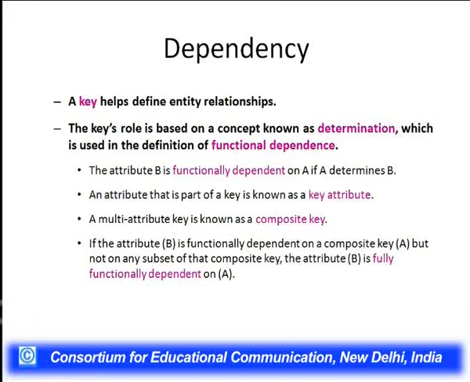So, if the attribute B is functionally dependent on a composite key A, but not on any subset of that composite key, the attribute B is fully functionally dependent on A. Now, what we are trying to explain in this is that there is a concept of determination. That is, if you know the value of one attribute, can you determine the value of the other attributes in the table? This is true only for the primary key.